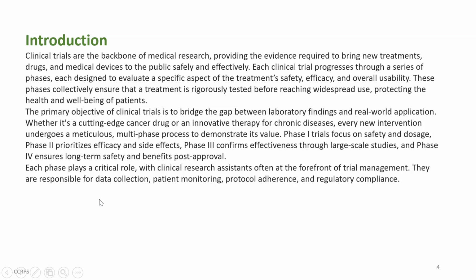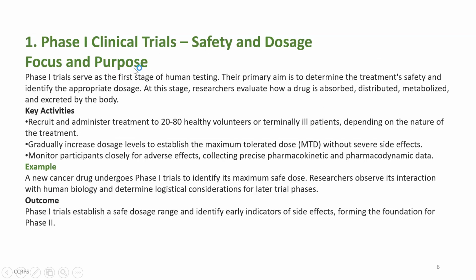Key points. Phase 1 clinical trials: the safety. So safety and dosage, focus and purpose. Phase 1 trials serve as the first stage of human testing. Their primary aim is to determine the treatment's safety and identify the appropriate dosage. At this stage, researchers evaluate how a drug is absorbed, distributed, metabolized, and excreted by the body.